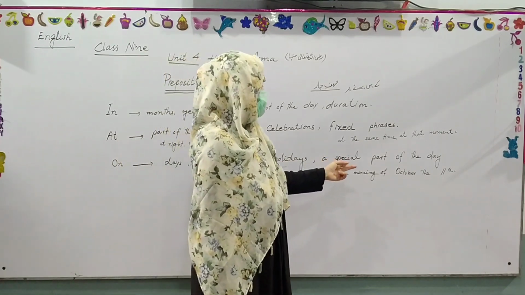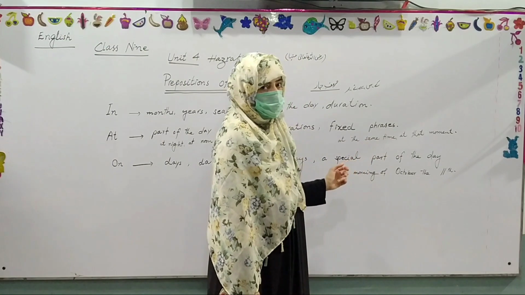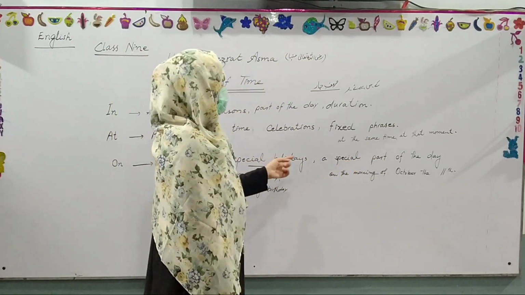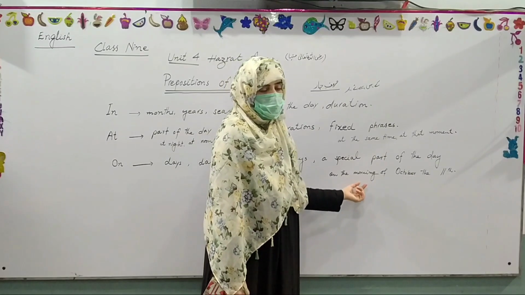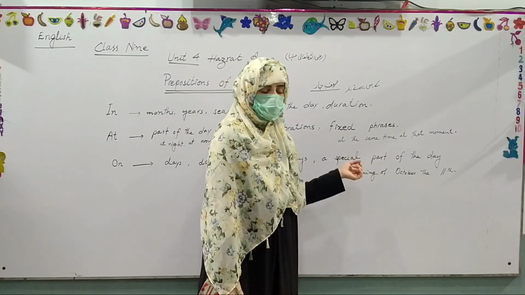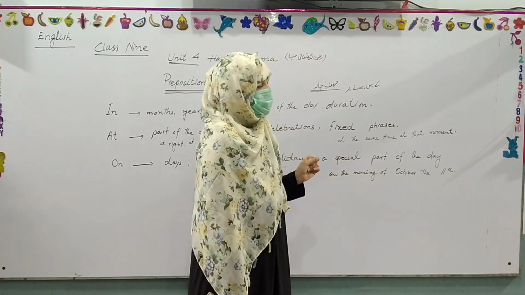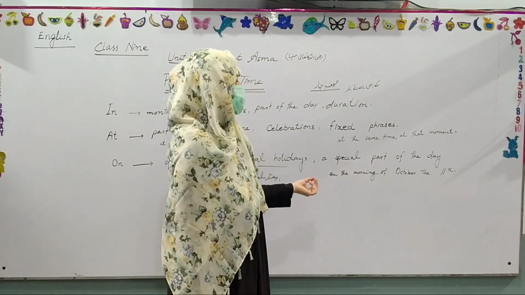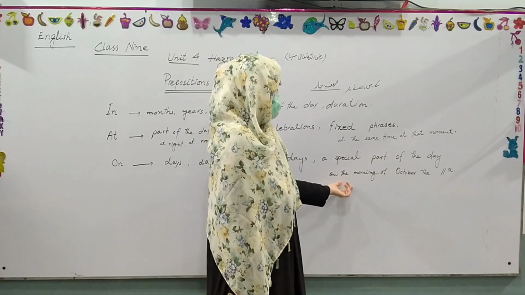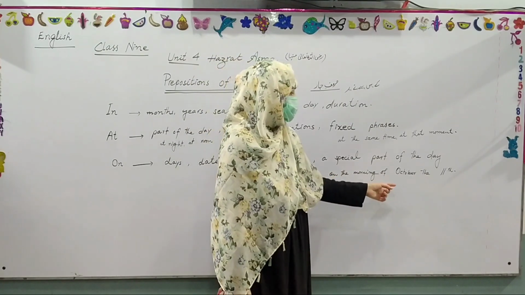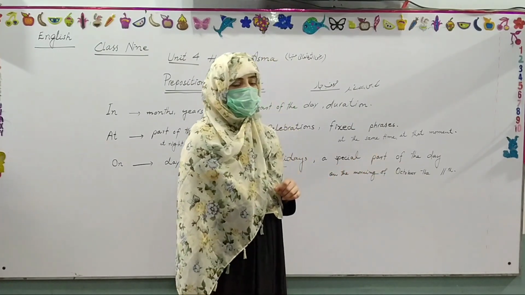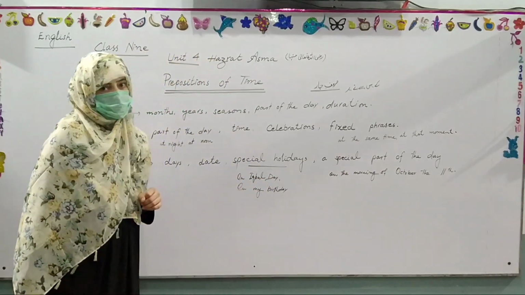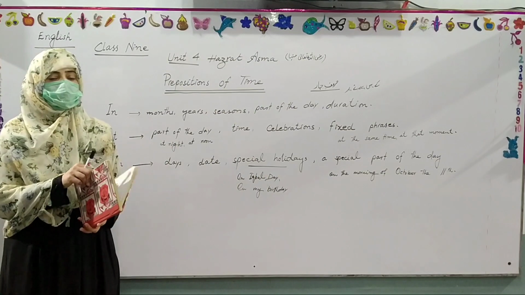A special part of the day. For days, we use on. And for the times, like morning, evening and months, we use in. But when both of these things are combined together and it becomes a phrase like this, on the morning of October the 11th, in this way, on is used. Is that clear?